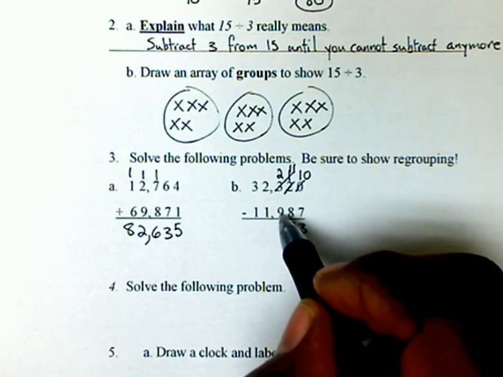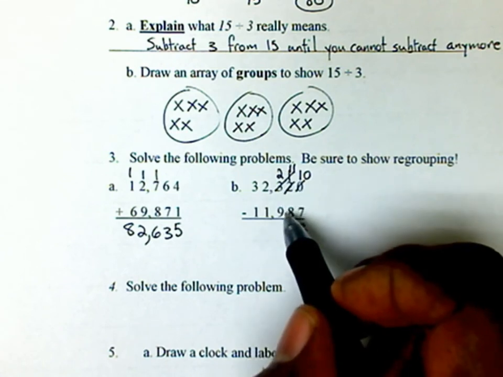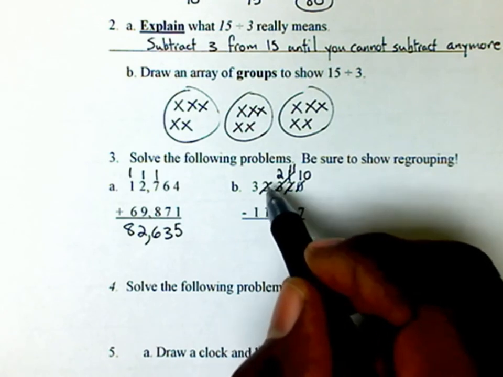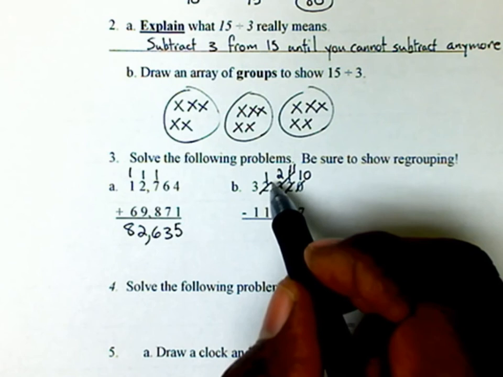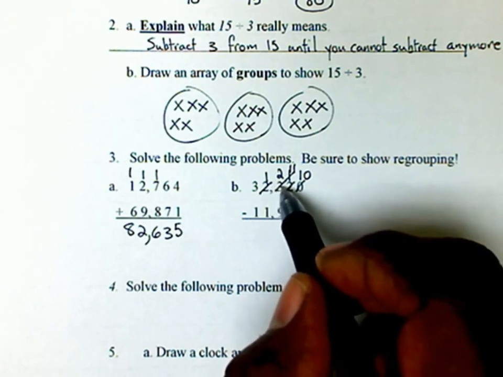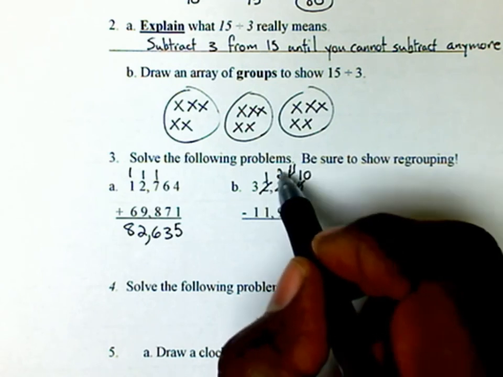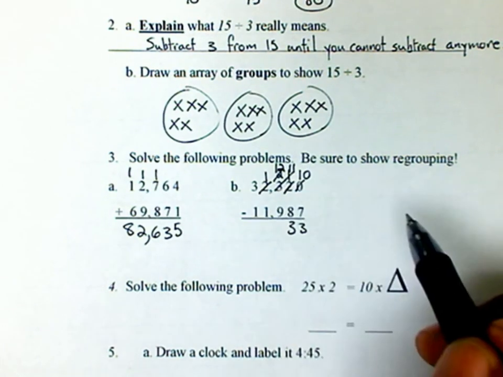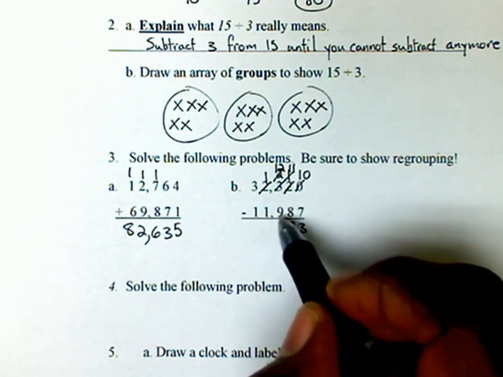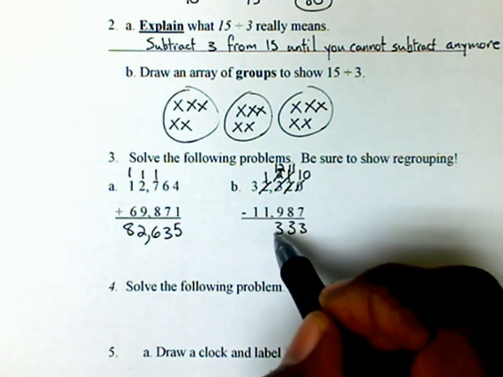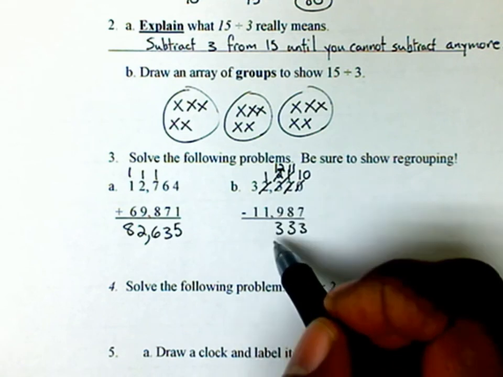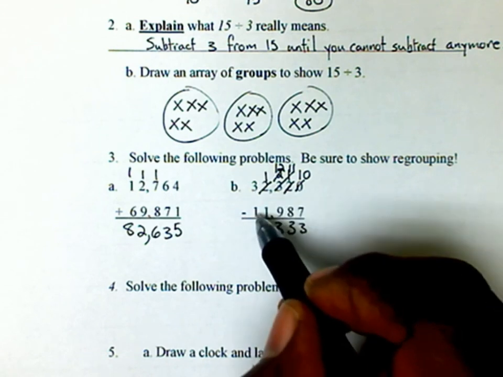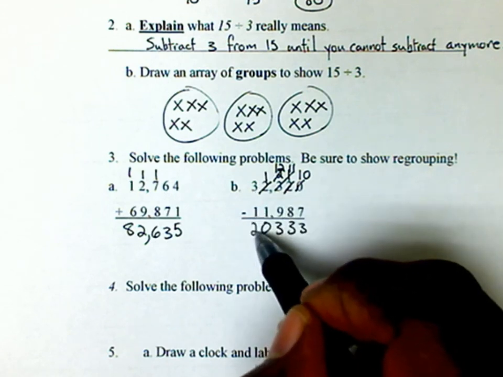In the hundreds place, we cannot take 9 hundreds from 2 hundreds, so we would need to borrow from our thousands place. We have 2 thousands. If we borrow 1, we'll have 1 thousand left. We'll take the 1 thousand we borrowed and turn it into 10 hundreds and add it to the 2 hundreds we already had, which would give us 12 hundreds. So we would cross out the 2 and write the number 12 above it. 12 hundreds minus 9 hundreds is 3 hundreds. 1 thousand minus 1 thousand is no thousands, or 0 thousands. And 3 ten thousands minus 1 ten thousand is 2 ten thousands.